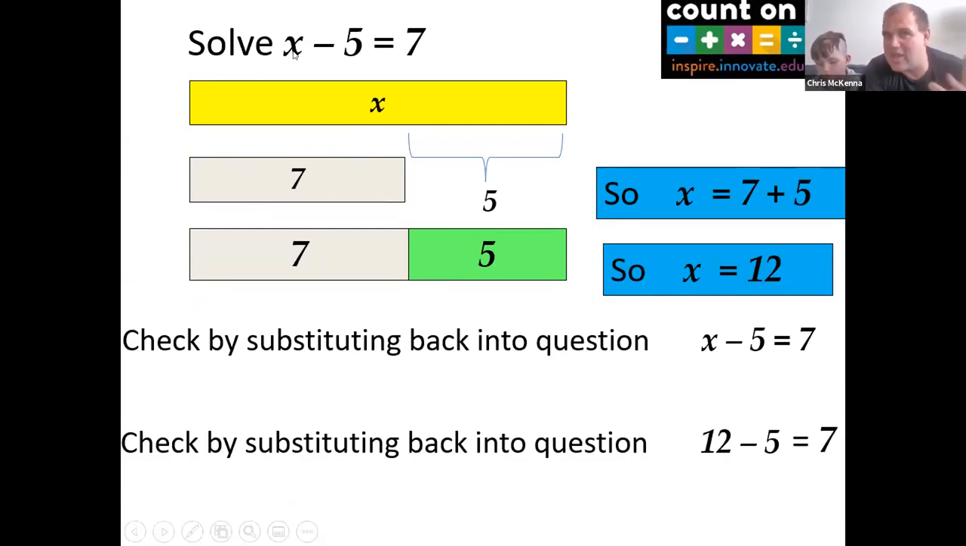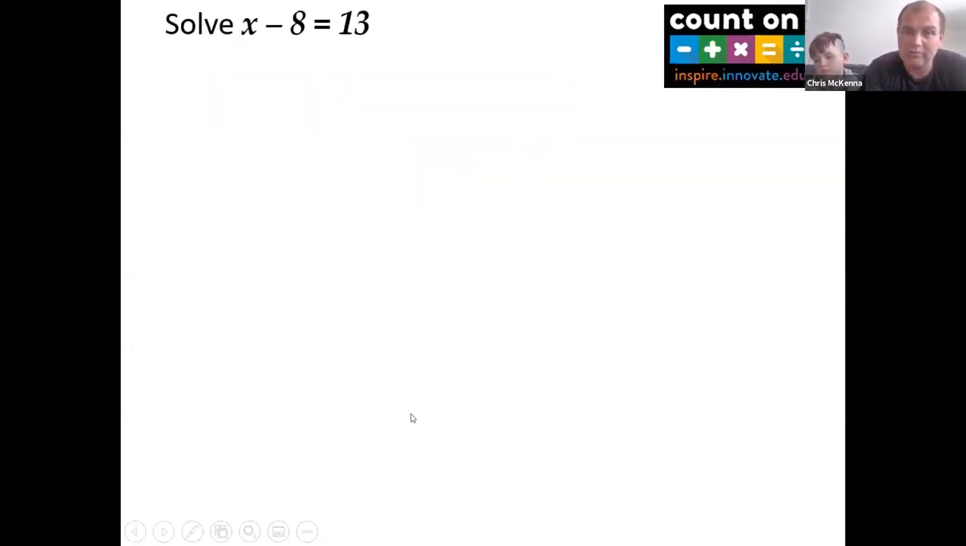Obviously, you can think of that in your head. Again, it's nothing new. If you just think what number take away 5 equals 7. But hopefully, using either these counters that we used or using this bar model, then we can see that it helps us determine what to do.